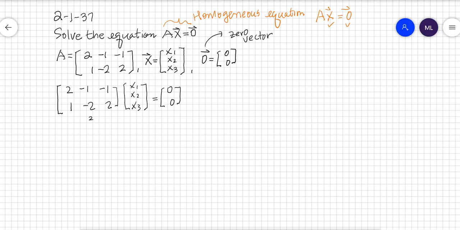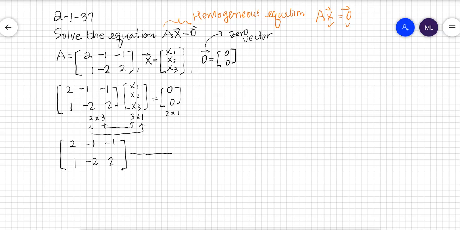And this is a 2 by 3 matrix. This is a 3 by 1. So the multiplication is defined, and then it will be a 2 by 1 matrix. See here, 2 by 1. Okay. So now let's see. I'm not going to write this x1, x2, x3 or two zeros. I just write this coefficient matrix here, 1, -2, 2.